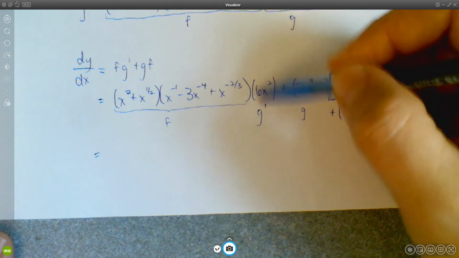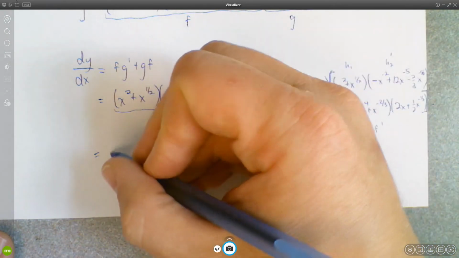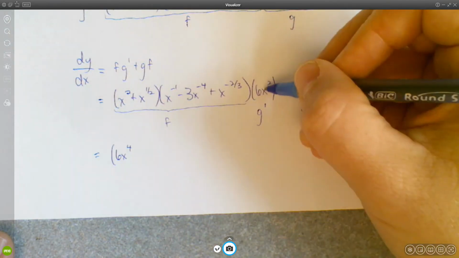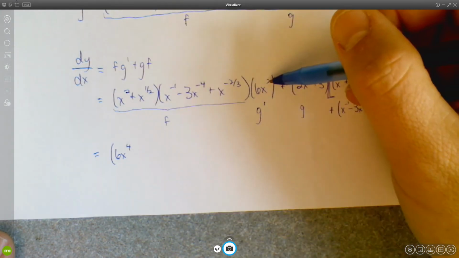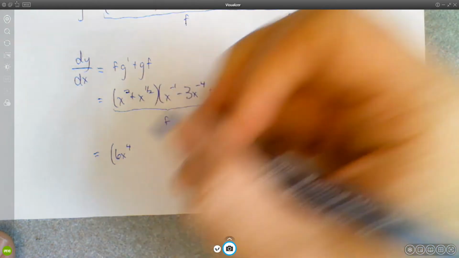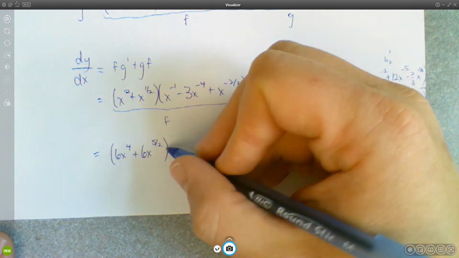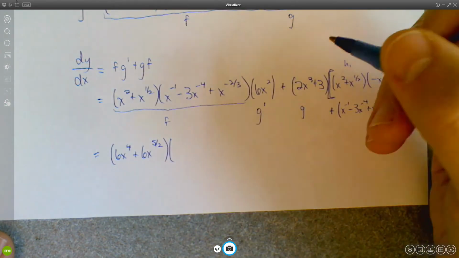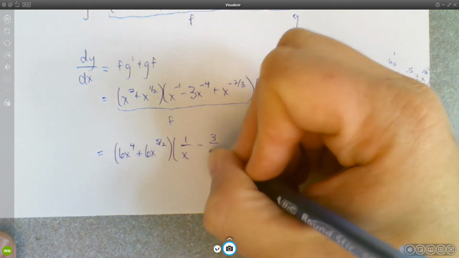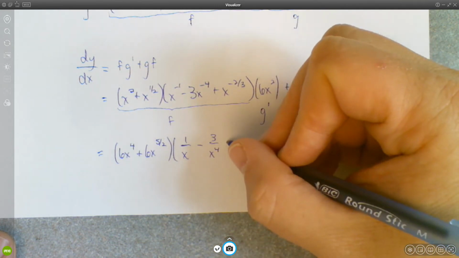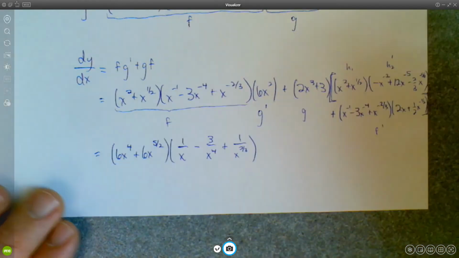I mean, it would probably be nice to absorb the 6x squared into this first group. We would get a 6x to the 4th plus a 6x to the 2 plus 1/2, so 4/2 plus 1 is 5/2, so plus 6x to the 5/2 times, I might change this back to like 1 over x minus 3 over x to the 4th plus 1 over x to the 2/3, I suppose. Anyway, so that's that first group.